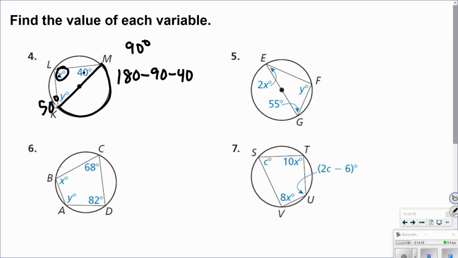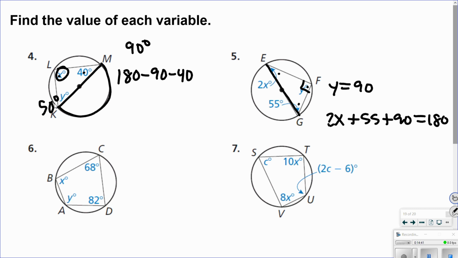Number 5 is really similar. This is the diameter, so that means this angle right here has to be a right angle, so y equals 90. We also know that 2x plus 55 plus 90 has to equal 180. I just added up my three angles, and you could solve that equation. Minus the 90 over would be 90, minus 55 over would be, is that 35? Divide by 2, I think that is 17.5.